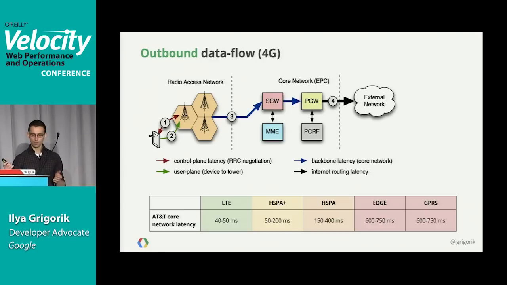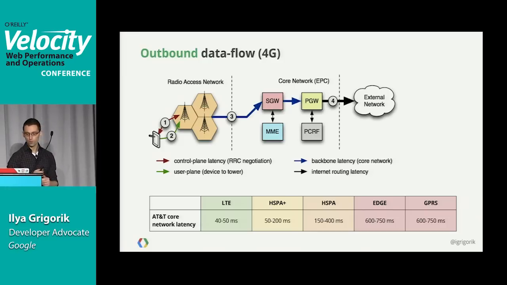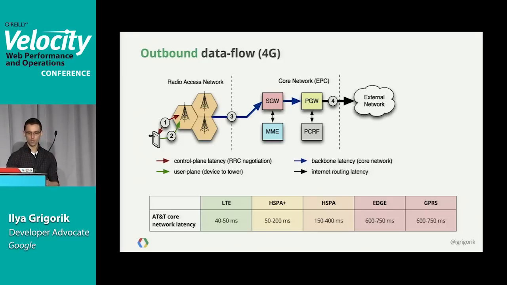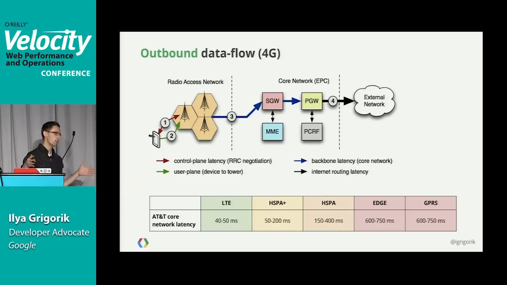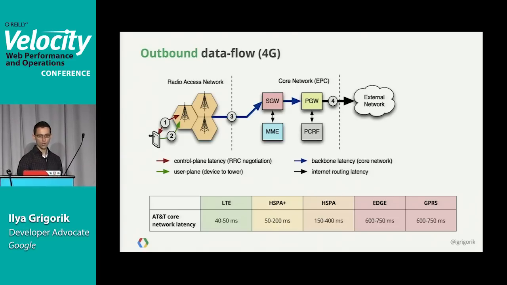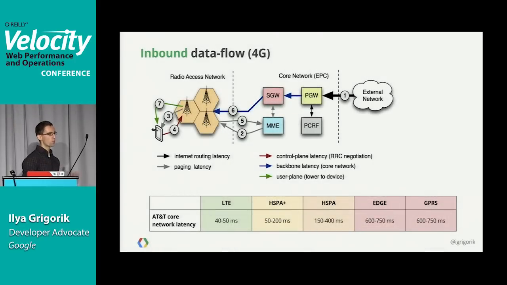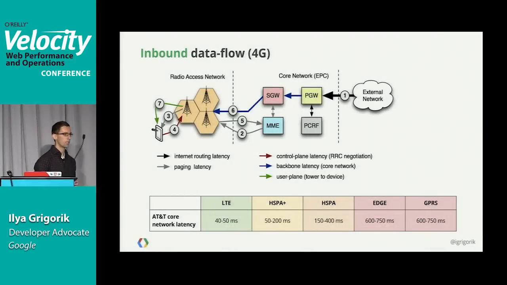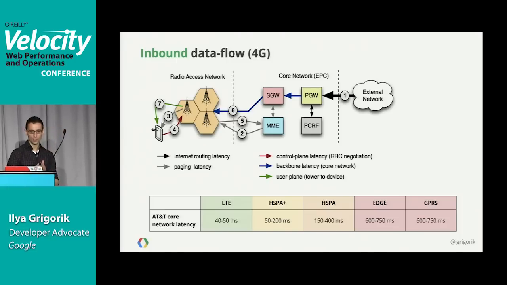The good news is, the numbers are pretty good for 4G networks, 40 to 50 milliseconds. But as you can see, as you move to the right towards earlier generation networks, this flow just within a core network can take several hundred milliseconds, right? And on edge networks, it gets quite bad. The picture is much more interesting and complicated, depending on where you want to be, for inbound data flow. So let's try this out.